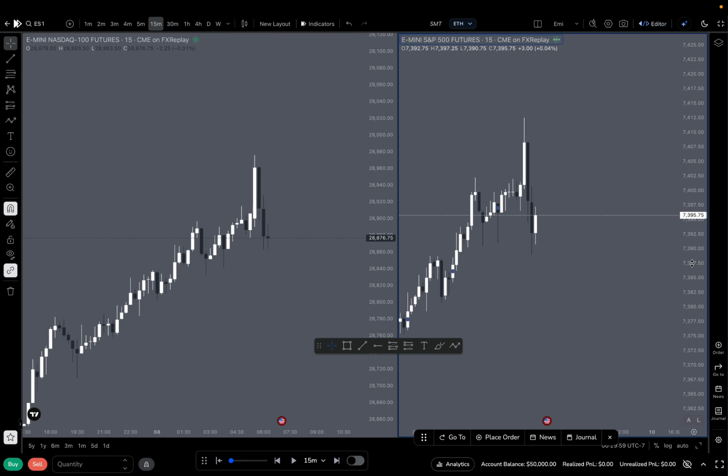Again, I want to note that an SMT is only important when it is taking out major draws on liquidity, like session highs or session lows, or prominent draws on liquidity like previous day highs, previous day lows, your previous week highs, and your previous week lows.